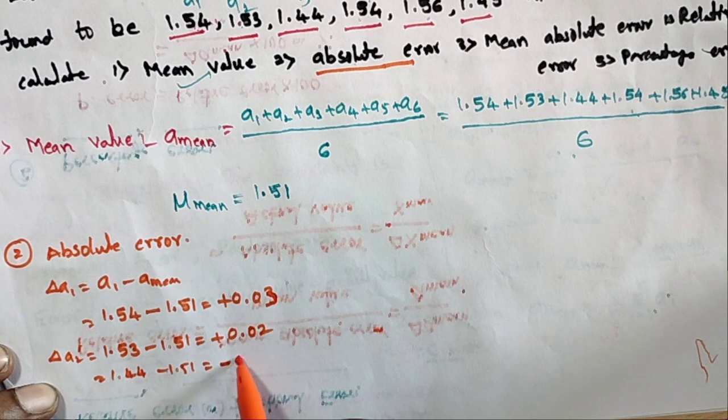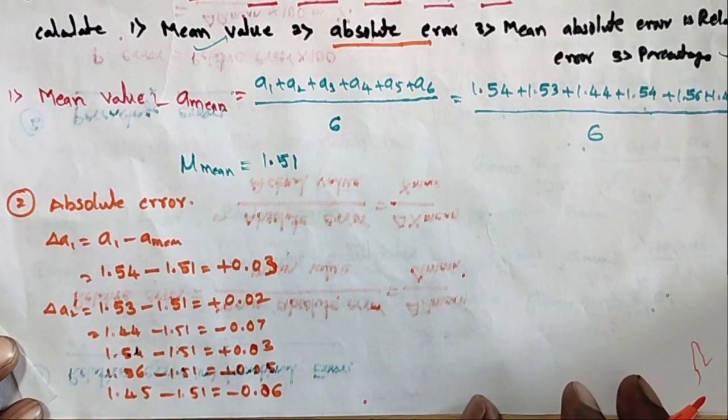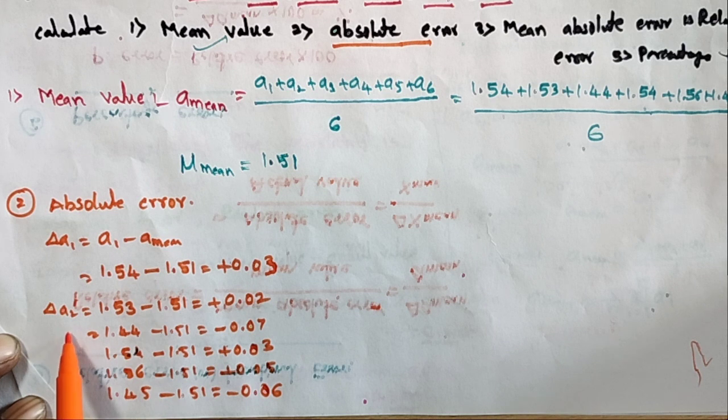So minus 0.07. So 1.54 minus 1.51 plus 0.03 value. And 1.56 minus 1.51 plus 0.05 value, and 1.45 minus 1.51 minus 0.06 value. So these are all absolute values: delta A1, delta A2, delta A3, delta A4, delta A5, delta A6, like this.